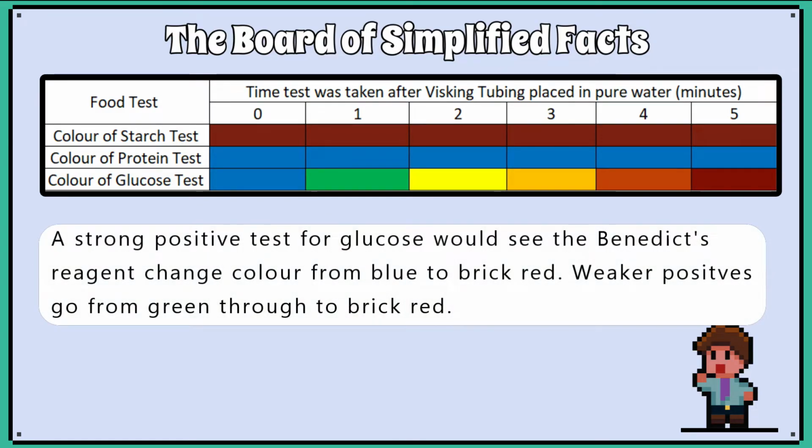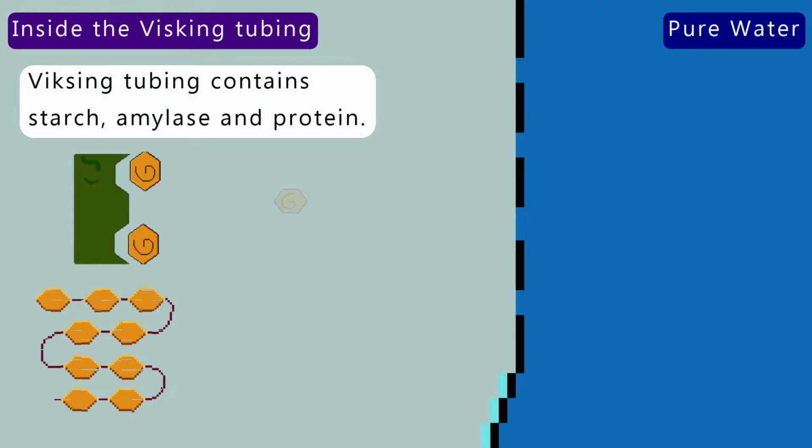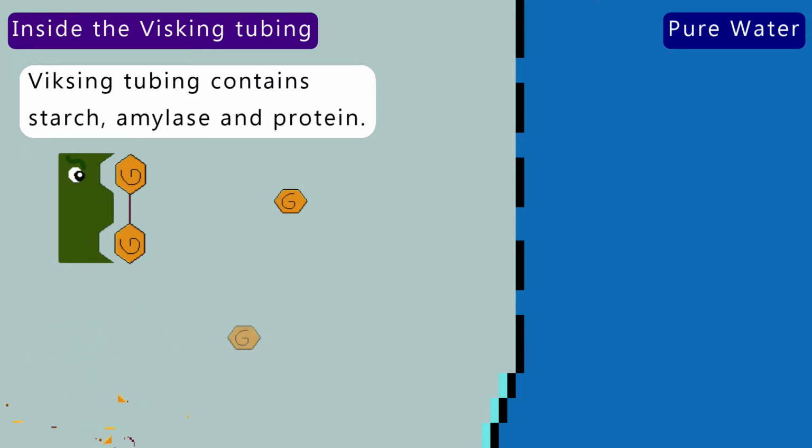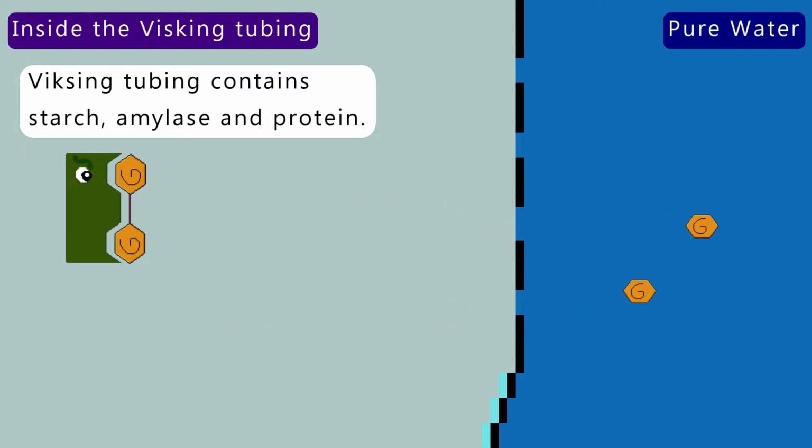Finally, the glucose test shows stronger and stronger positives as the time passes. Remember, we never put glucose inside the Visking tubing. However, the amylase has been breaking down the starch into glucose. The glucose molecules are small enough to diffuse through the pores of the semi-permeable membrane of the Visking tubing.